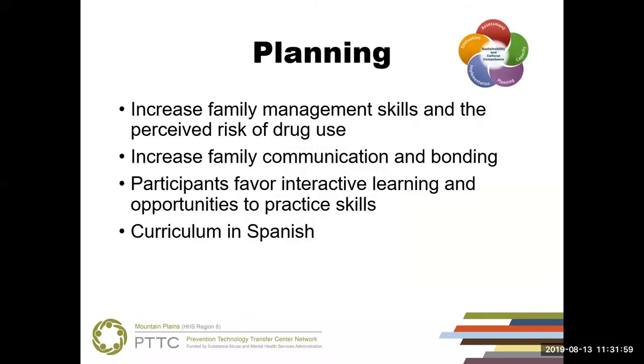So after we built capacity to serve the community and conducted an assessment to outline where we needed to go, we began the planning stage. Our assessment showed that to address youth substance abuse, we needed to increase family management skills and the perceived risk of drug use. Based on our experience in Midvale, we knew that parents were also looking for opportunities to increase family communication and bonding, and we knew the curriculum needed to be provided in Spanish for families.